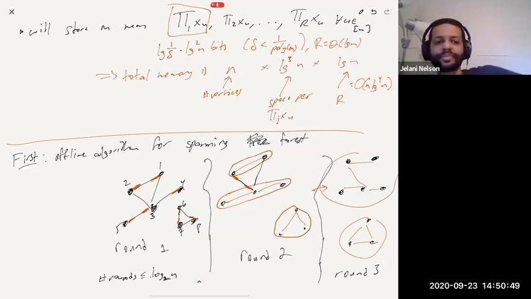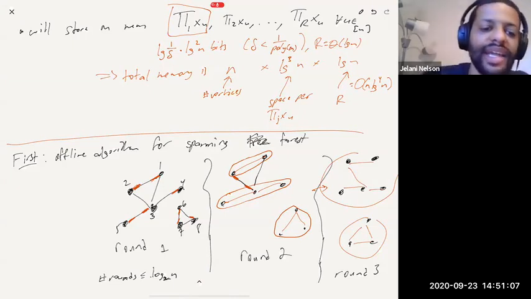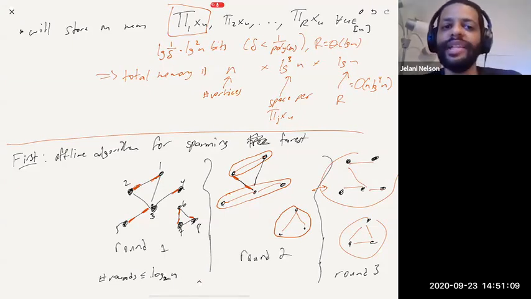So good. So now let me just convince you that we can simulate this log n round offline algorithm in a randomized way using the sketches that we've stored. To pick an incident edge. Okay, that's easy enough.